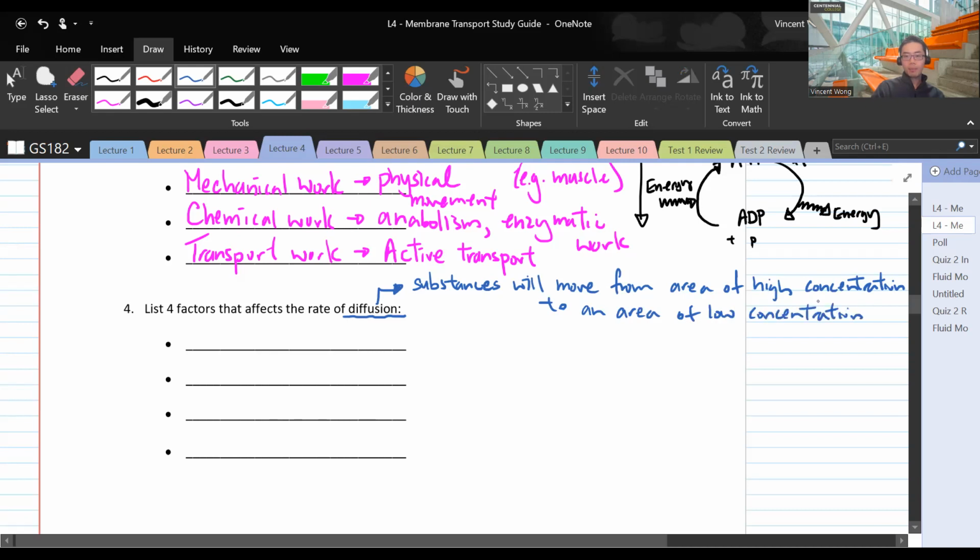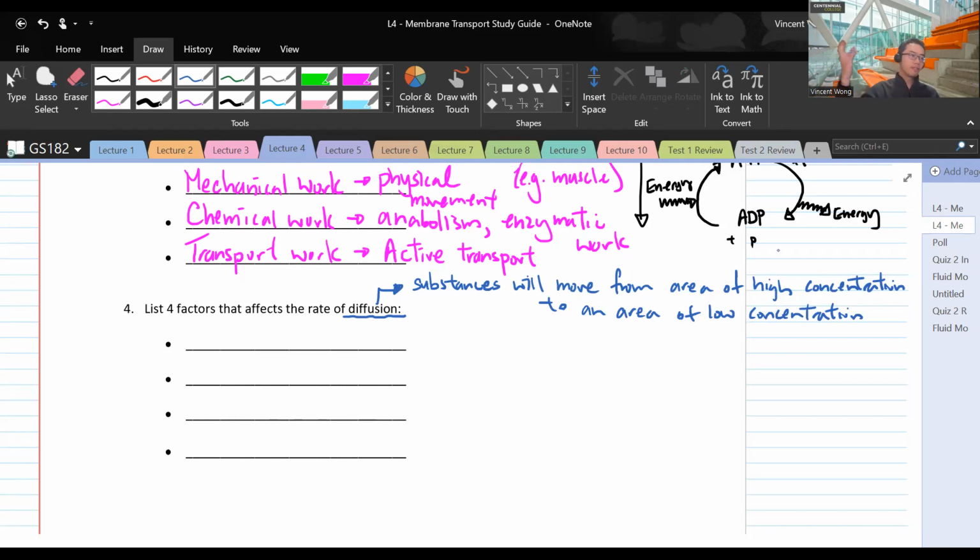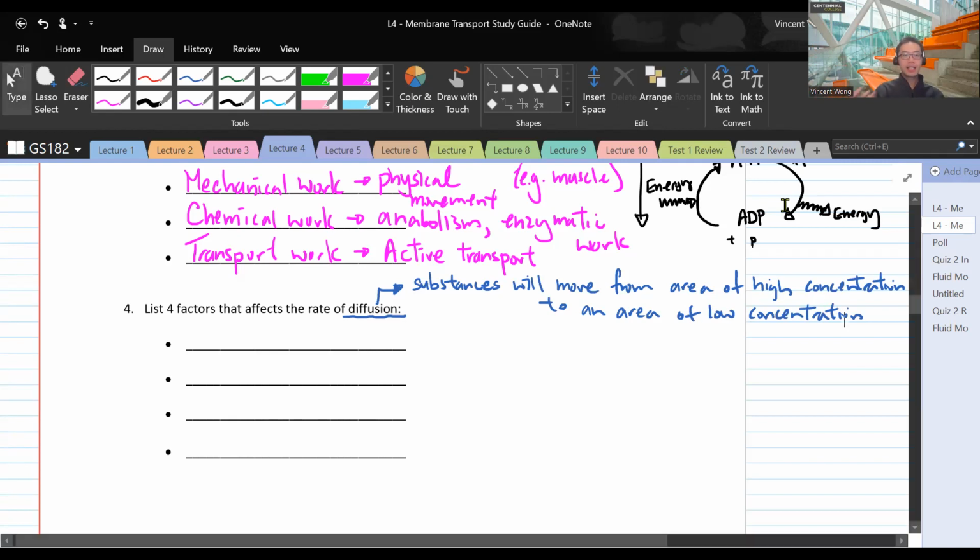Think about opening a bottle of perfume in the corner of a room. Eventually, the whole room is going to fill with that scent. Doesn't have to be perfume, like those Febreze things, right? People spray, the whole room is going to be filled with that scent. And that's an example of diffusion.